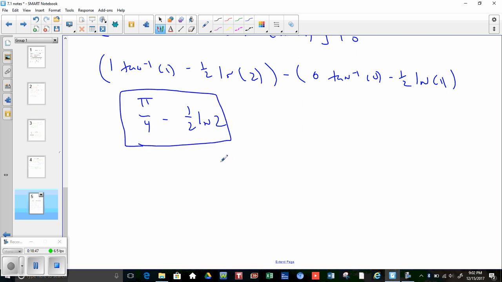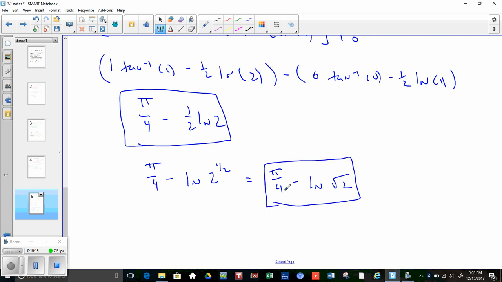It could be written in a slightly different way. Properties of logs say that if I have a coefficient here, I can bring it up as the power of my argument. So technically this could be written as pi fourths minus the natural log of 2 to the 1/2 power, but of course a 1/2 power is a square root. So this also could be pi fourths minus the natural log of the square root of 2. It is quite possible that you would see the answer in either one of these two forms, and either one of them is perfectly acceptable.